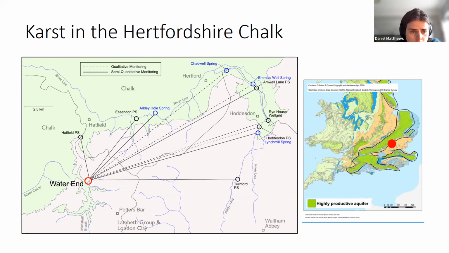And the features that are formed, generally known as swallow holes, are natural openings in the ground that take flow from surface streams, and they're connected to subsurface conduit systems of varying levels of development within the subsurface, so within the aquifer. But a very well-developed example can be found at Water End, shown on the map here. And this takes all the flow from a small river called the Mimshall Brook, apart from under flood conditions.